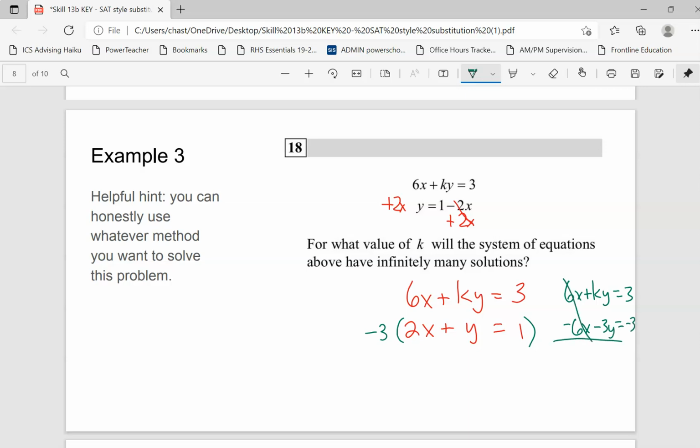And then the x's are gone. These are also gone. So we need the k's to eliminate, so k has to equal 3. Okay, and that would actually make life a lot easier for you. So notice I said you can honestly use whatever method you want. It looks like a substitution problem, but really you can make it an elimination problem.